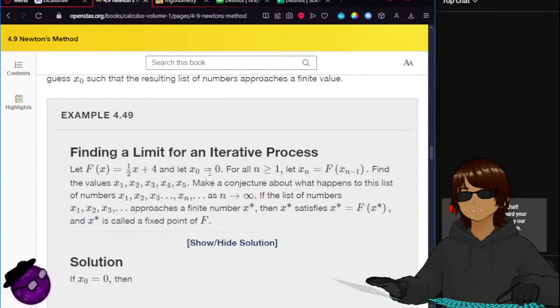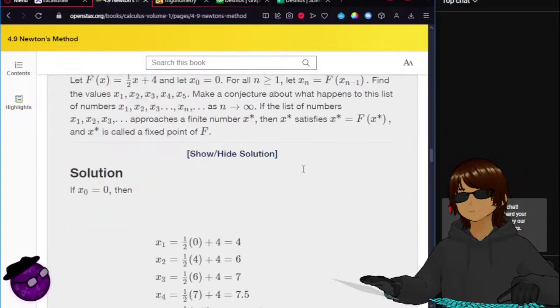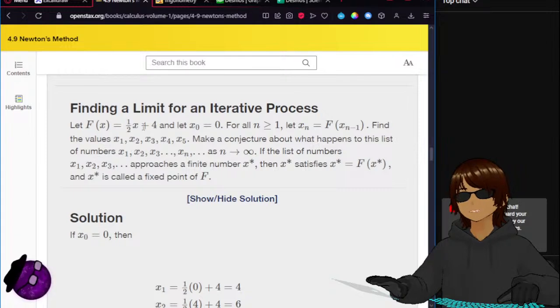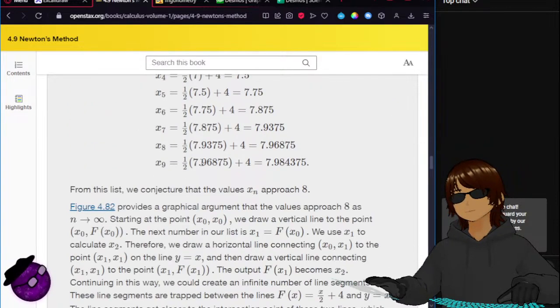Let x0 be 0. Okay, so we solve this for x0 and the solution would be x1. Then we solve this for x1 and the solution would be x2.